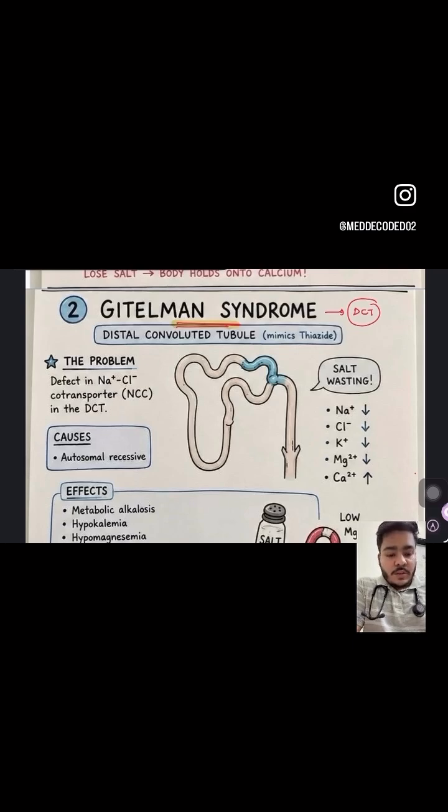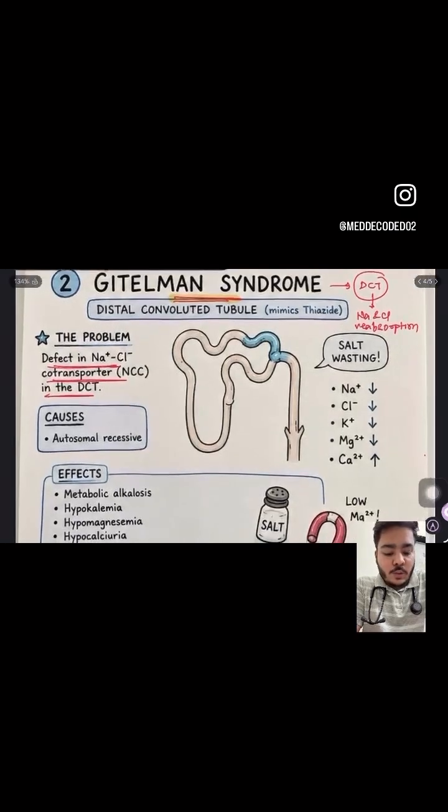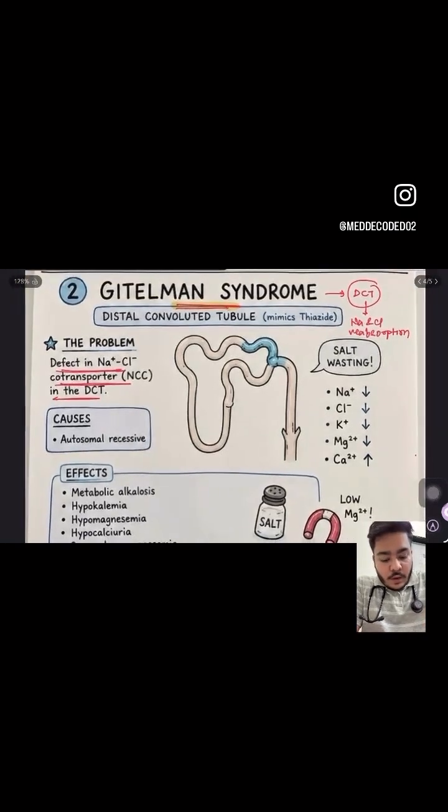Now proximal convoluted tubule was involved in absorption of 65% of almost everything. The DCT is primarily involved in sodium and chloride reabsorption, right? So in Gitelman syndrome, the defect is in the sodium chloride co-transporter in the DCT. What happens now?